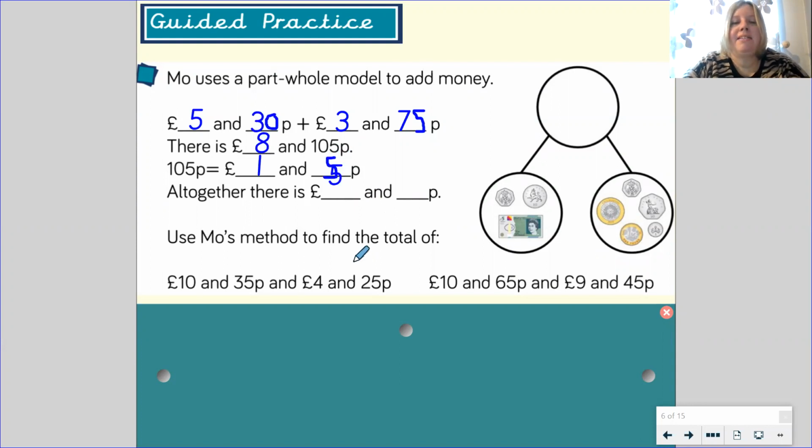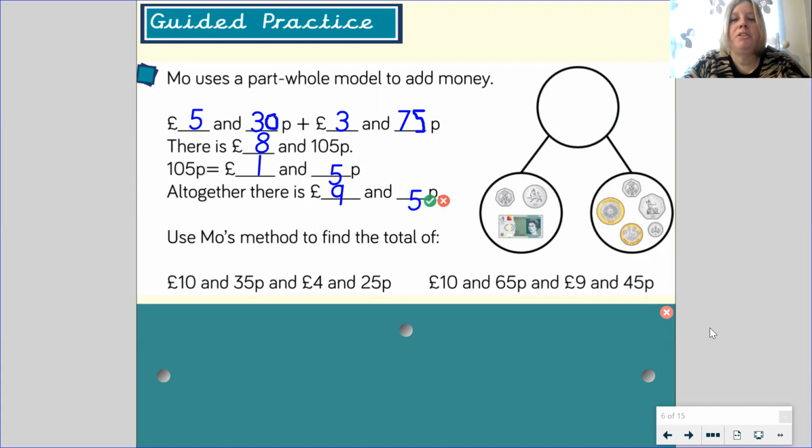Altogether there is. So the first thing I need to do is add my pounds together. £8 add £1 is £9. Then I add my 5p. So all together there is £9 and 5p.